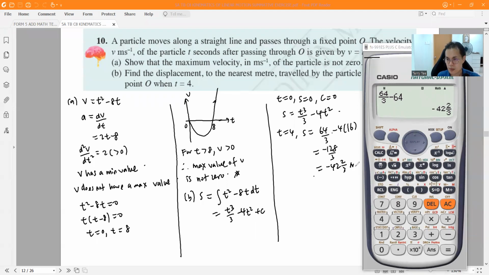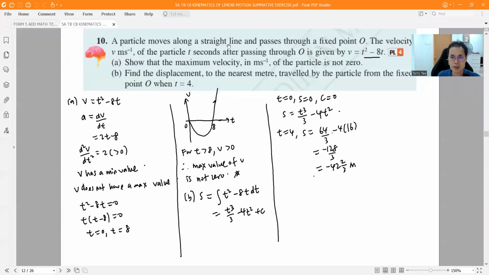Can your displacement be negative? Can, right? But the question asks for displacement to the nearest meter. So we write negative 43 meters, to the nearest meter, right? All right. Okay. It's not too difficult. All right.